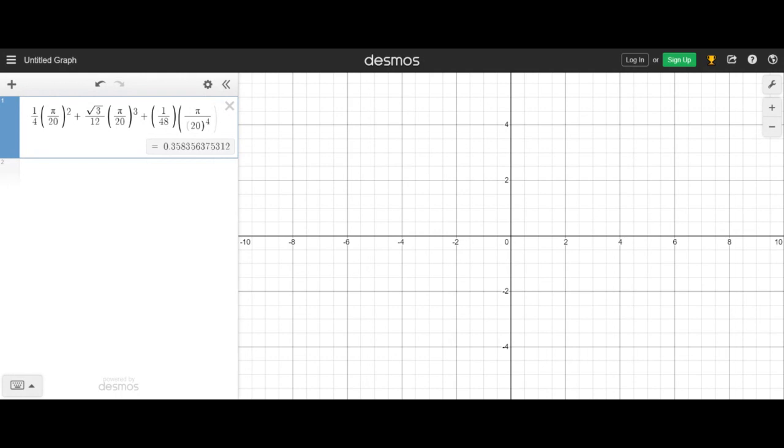Okay, so we have that. Now, we want to see this estimate, this fourth degree Taylor polynomial estimate of the cosine of 69 degrees is 0.358356. No, sorry, 0.3583. Hold on.